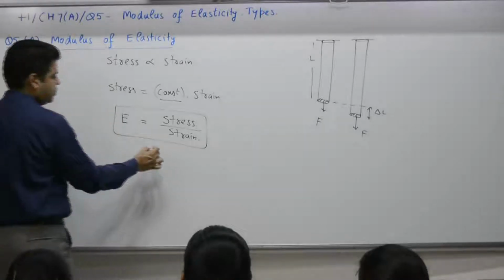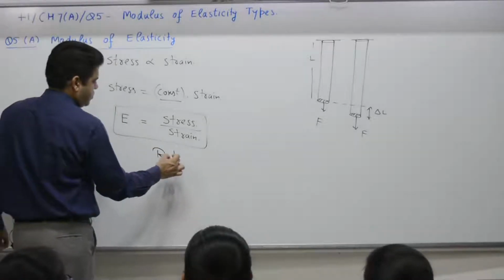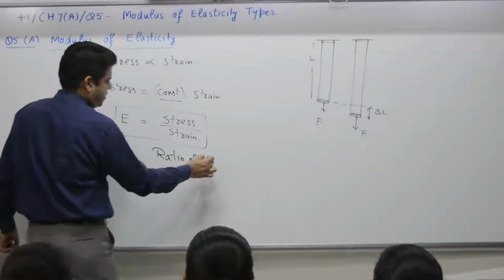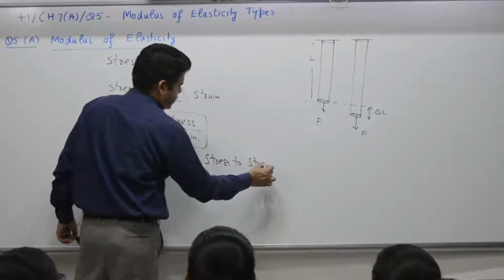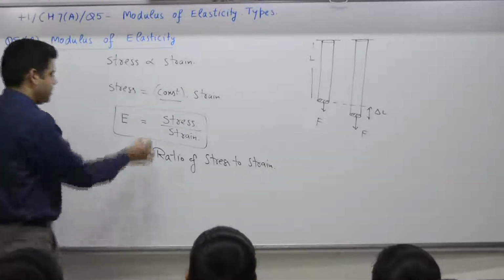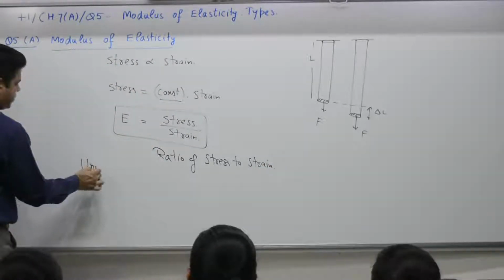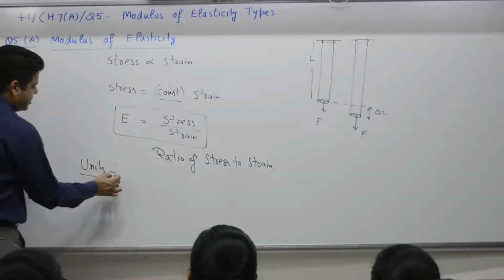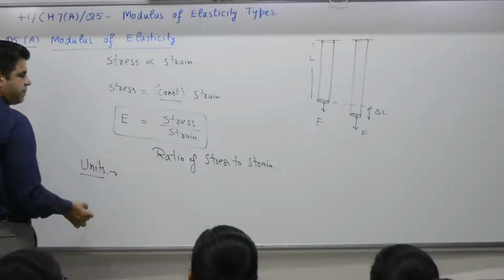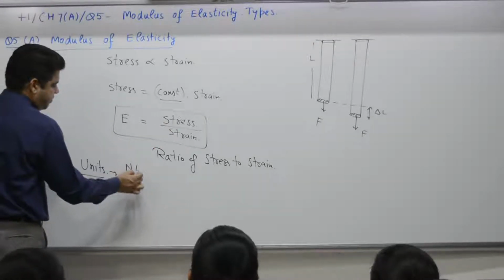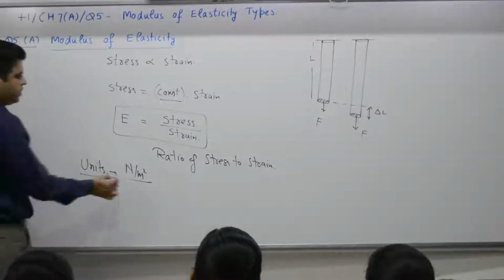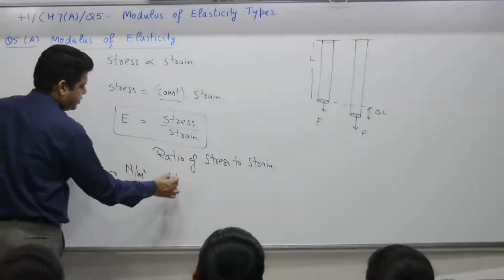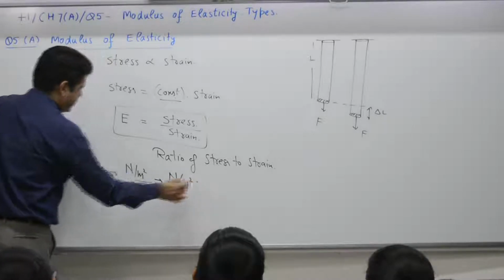It is a ratio of stress to strain. Units: units of stress are Newton per meter square. Strain is length by length, unitless, dimensionless. So, it is Newton per meter square.